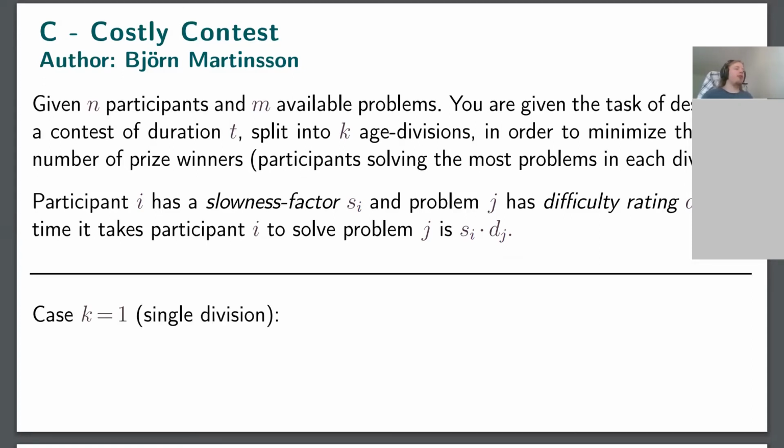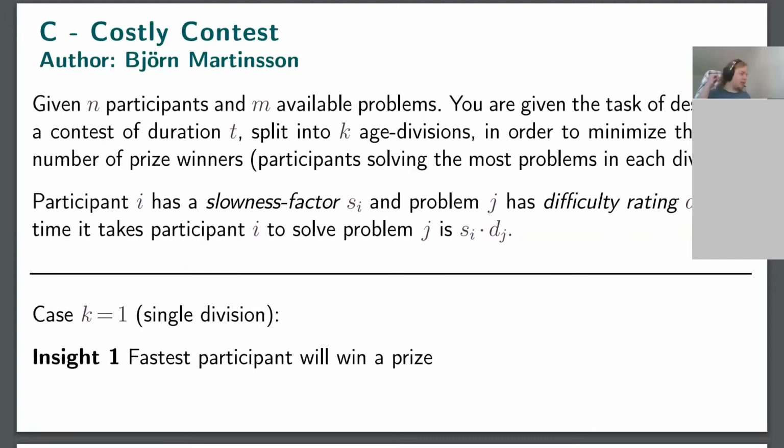Okay, so first thing to think about is what happens in the k equal to 1 case, when we have a single division. Well, in that case, it's actually kind of easy to understand at least one thing. The fastest participant will obviously win a prize, right? Because he will solve at least as many problems as anyone else.